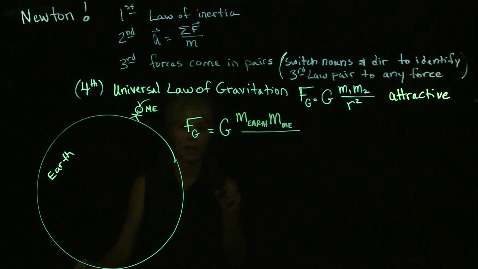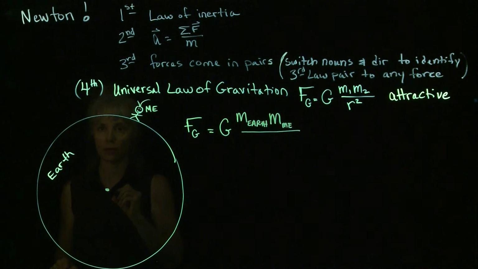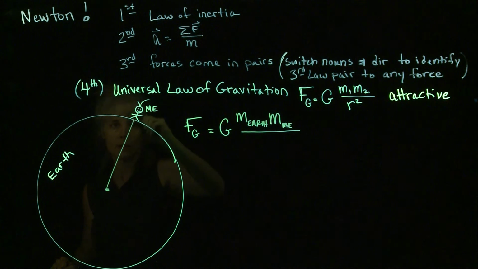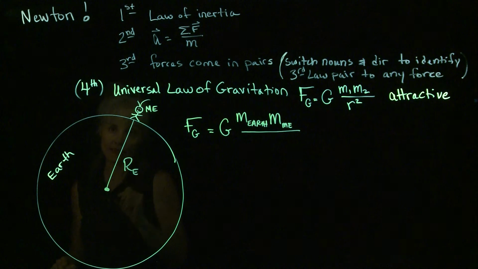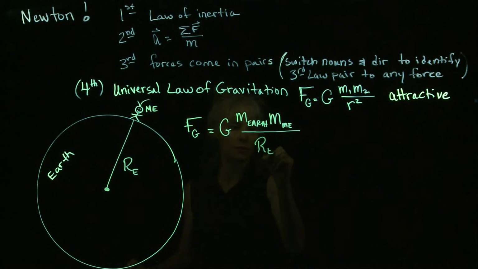Where is the center of mass of the Earth? Well, the center of mass of the Earth is in the center of the Earth, and my center of mass is at my belly button. And so this distance r happens to be the radius of the Earth. So the distance between the center of mass of the Earth and my center of mass, if I'm on the surface of the Earth, is the radius of the Earth. So this is divided by the radius of the Earth squared.